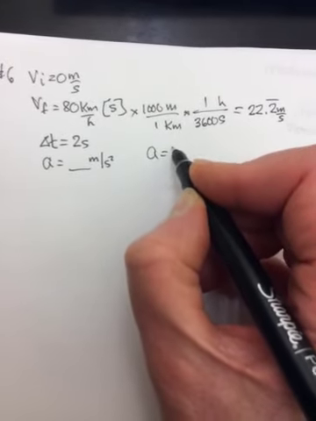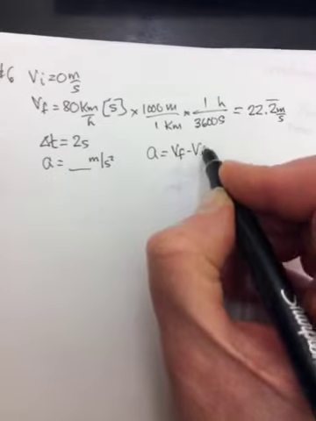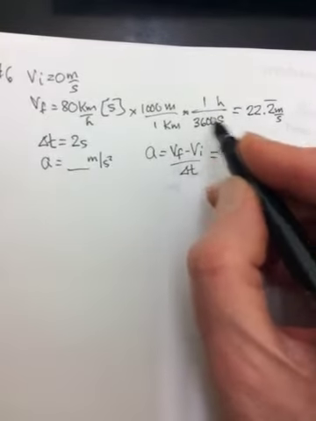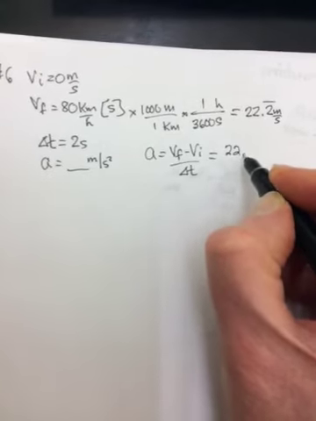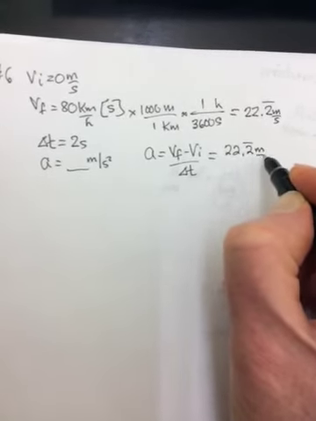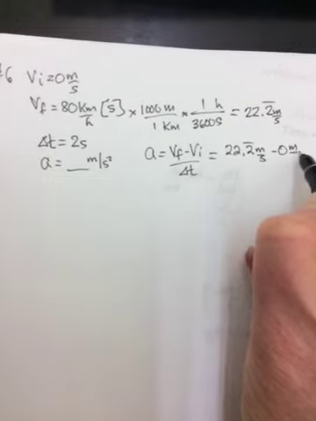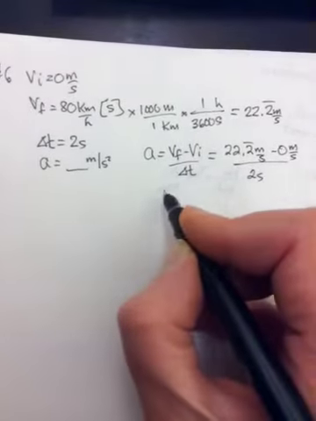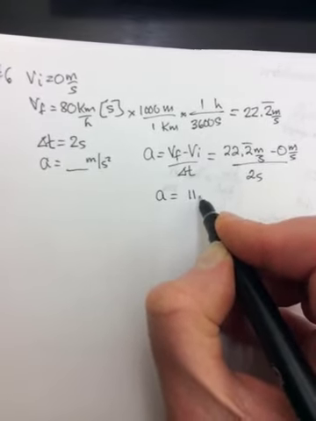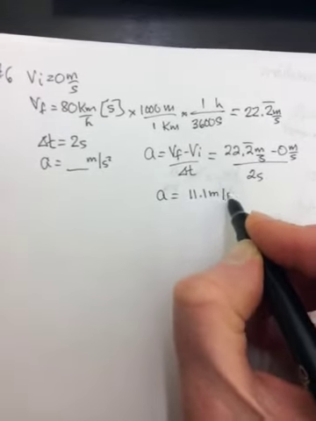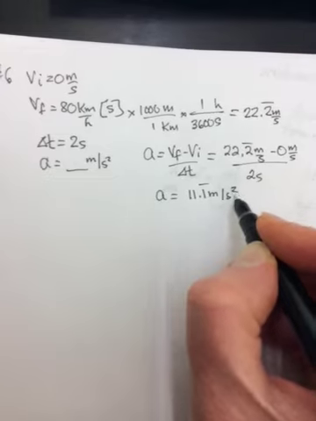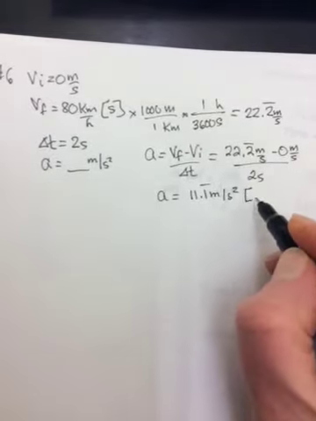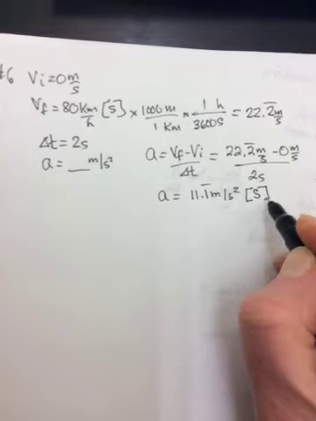So we're going to use the equation A equals VF minus VI over delta T. So VF is the 22.2 repeating that you have in your calculator, minus 0, that should give you about 22.2 repeating, divided by 2 seconds. And when you do this, you should get 11.1 meters, and the 1's going to be repeating, meters per second squared. It's a vector, always in the same direction as the change in velocity, so south.